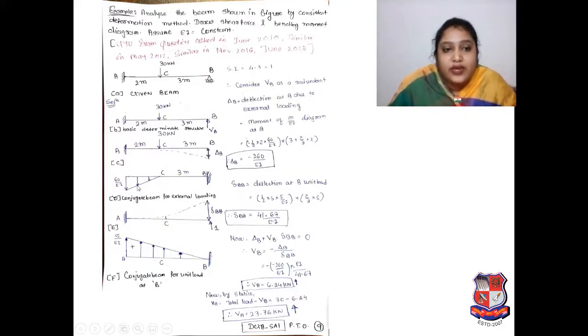Then you have to prepare your M upon EI diagram. So 30 into 2, it's 60. The M upon EI diagram is there, means 60 upon EI. Then you have to go for the delta BB diagram. For that you take one beam, assume there is no load, and give a unit load at the end, means at the free support.